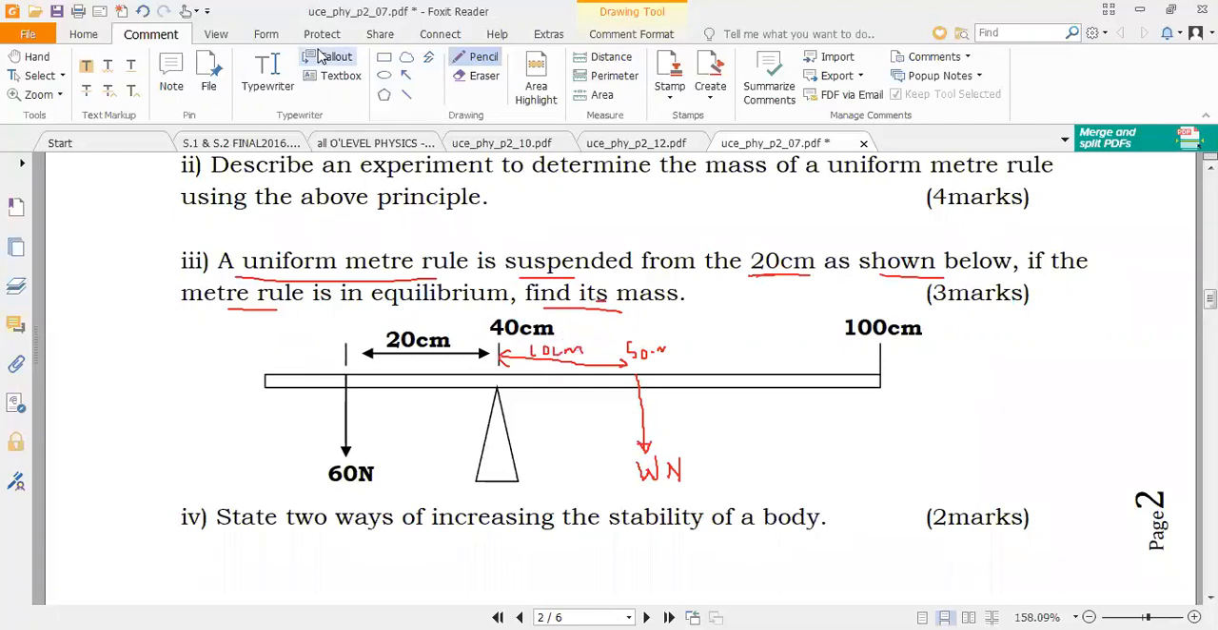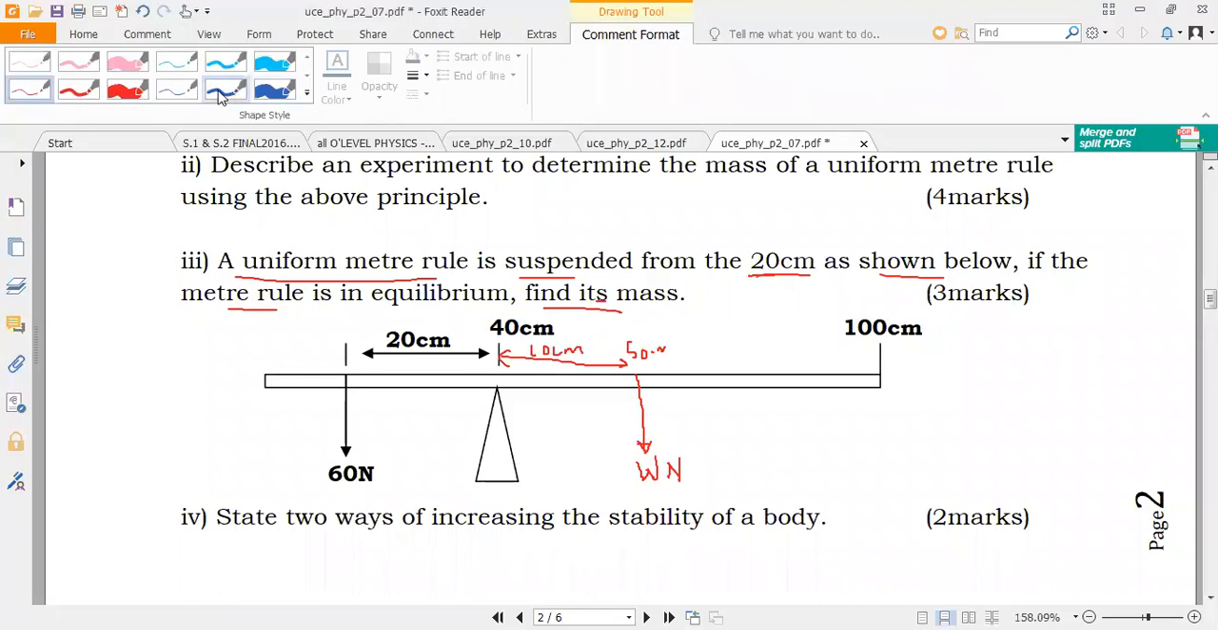So we can now go ahead and apply the principle of moments to find the weight of the meter rule. So using the principle of moments, this weight here will be pulling the beam in the clockwise direction, and the 60 newtons will be pulling the beam in the anti-clockwise direction. So the clockwise moment should be equal to the anti-clockwise moment. So the clockwise moment will be given by W multiplied by 10.